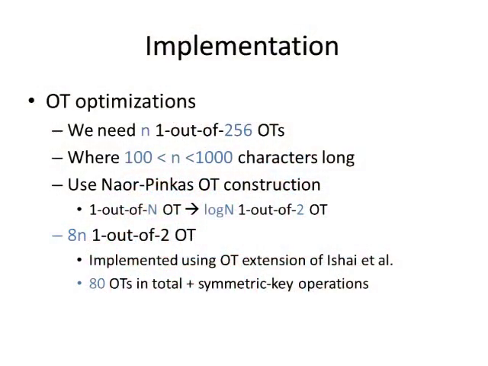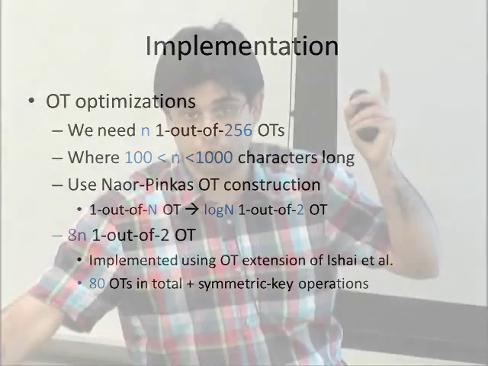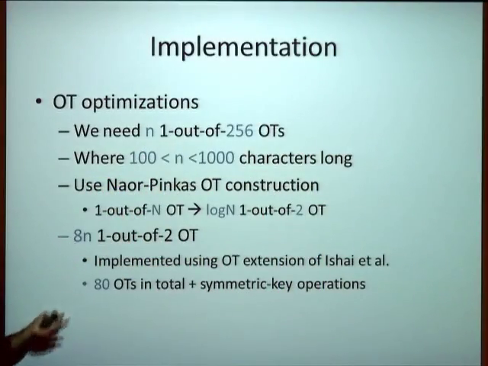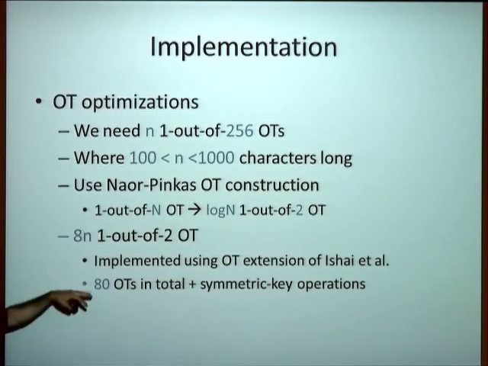Okay, so what happens here is essentially we need 8 OTs for 8 1-out-of-2 OTs for every 1-out-of-256 OT, and if you put all of this together, you have 8n 1-out-of-2 OTs you need, and then you run the OT extension on this 8 times n 1-out-of-2 OTs. So we end up only needing still k OTs. K here is 80, the statistical security parameter. So you need 80 OTs plus symmetric key operations.